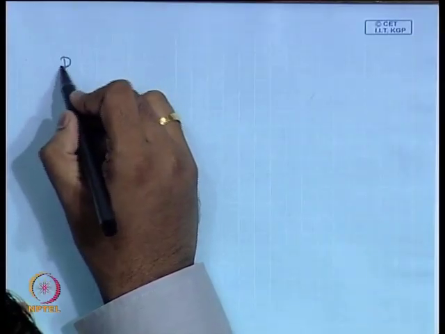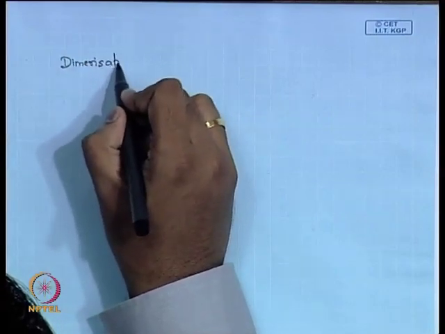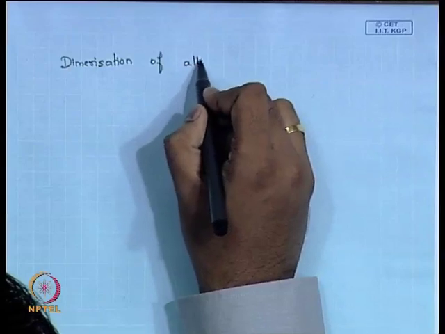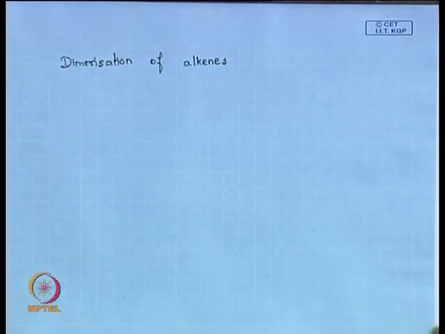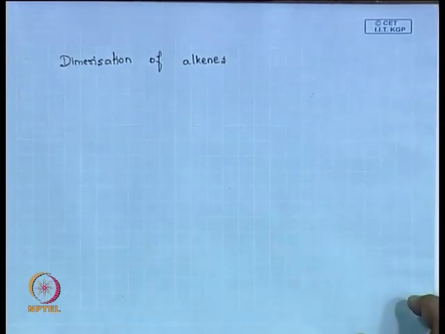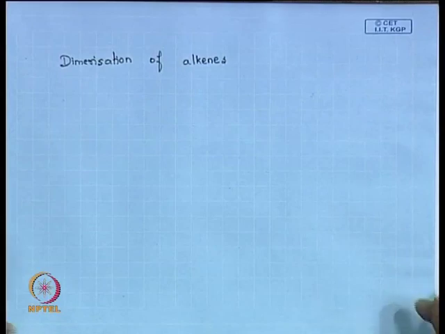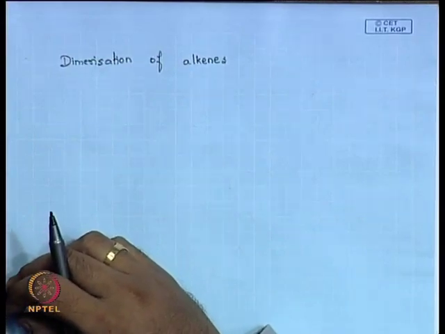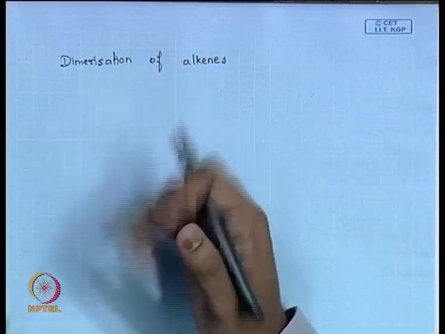Or you can call it dimerization of alkenes. You can take ethylene, and if you shine light on ethylene, it can undergo dimerization. But ethylene has an absorption below 200 nanometers, so doing it with a regular photochemistry apparatus is a little bit tougher. You have some technical problems; you have to go with very high wattage lamps so that you can do the dimerization of ethylenes.